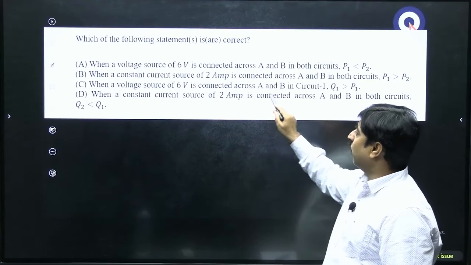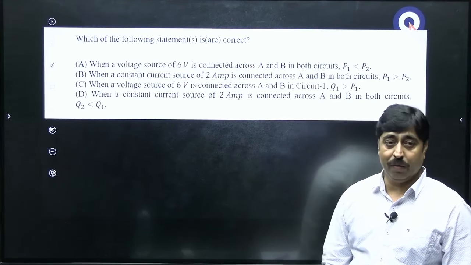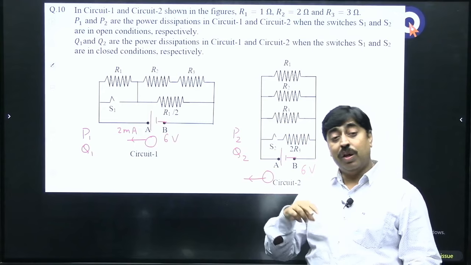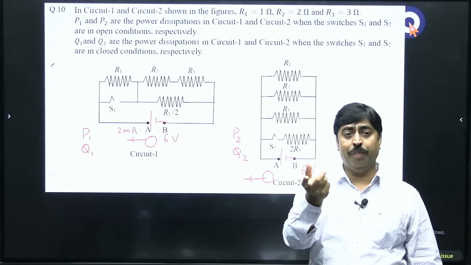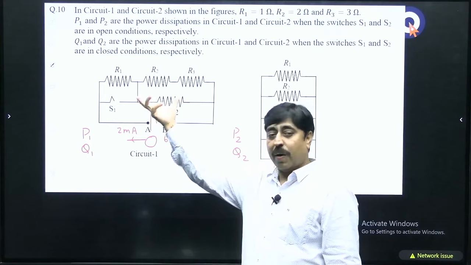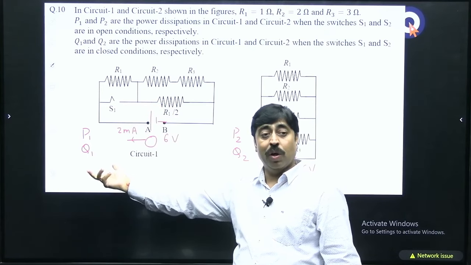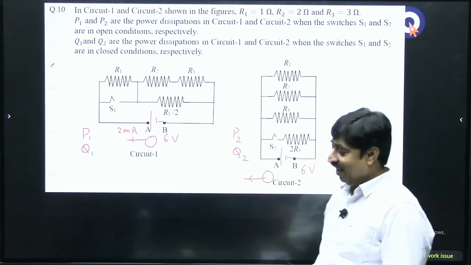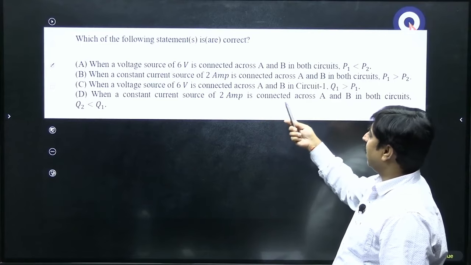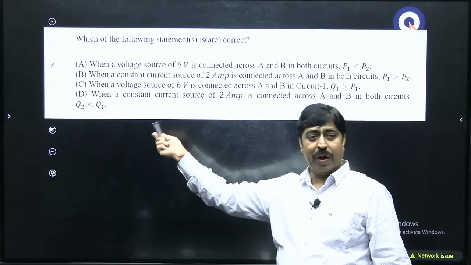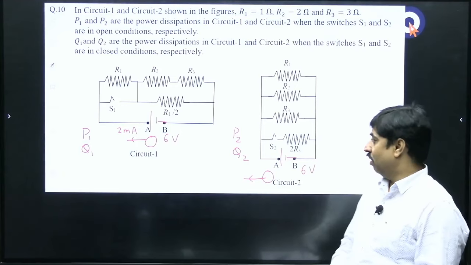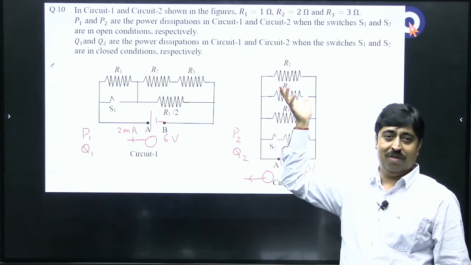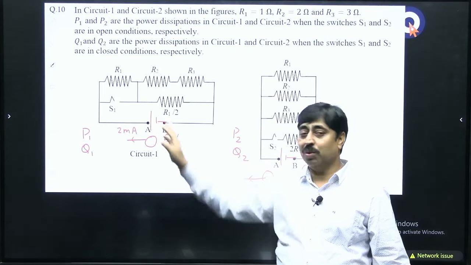Then read again the other two statements. When a voltage source of 6 volt is connected across A and B, Q1 is greater than P1. So, when you have 6 volt battery connected, you have to compare Q1 and P1. What is P1? P1 is power consumed here when switch is open. What is Q1? Q1 is power consumed in the circuit when switch is closed. Again, the last option says when a constant current source is added, then compare Q1 and Q2. With switches closed, the amount of power dissipated is Q1 and Q2. So, which one is larger when this constant current source has been added?